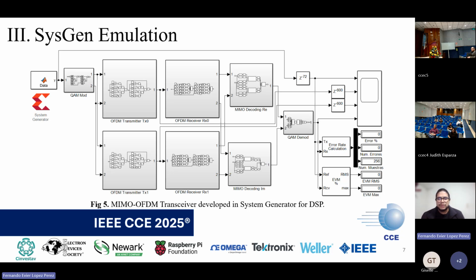And we have the MIMO decoding blocks, one for each component. Later on, we have the demodulation, and we have some scopes and a few blocks to measure the bit error rate and the EVM.